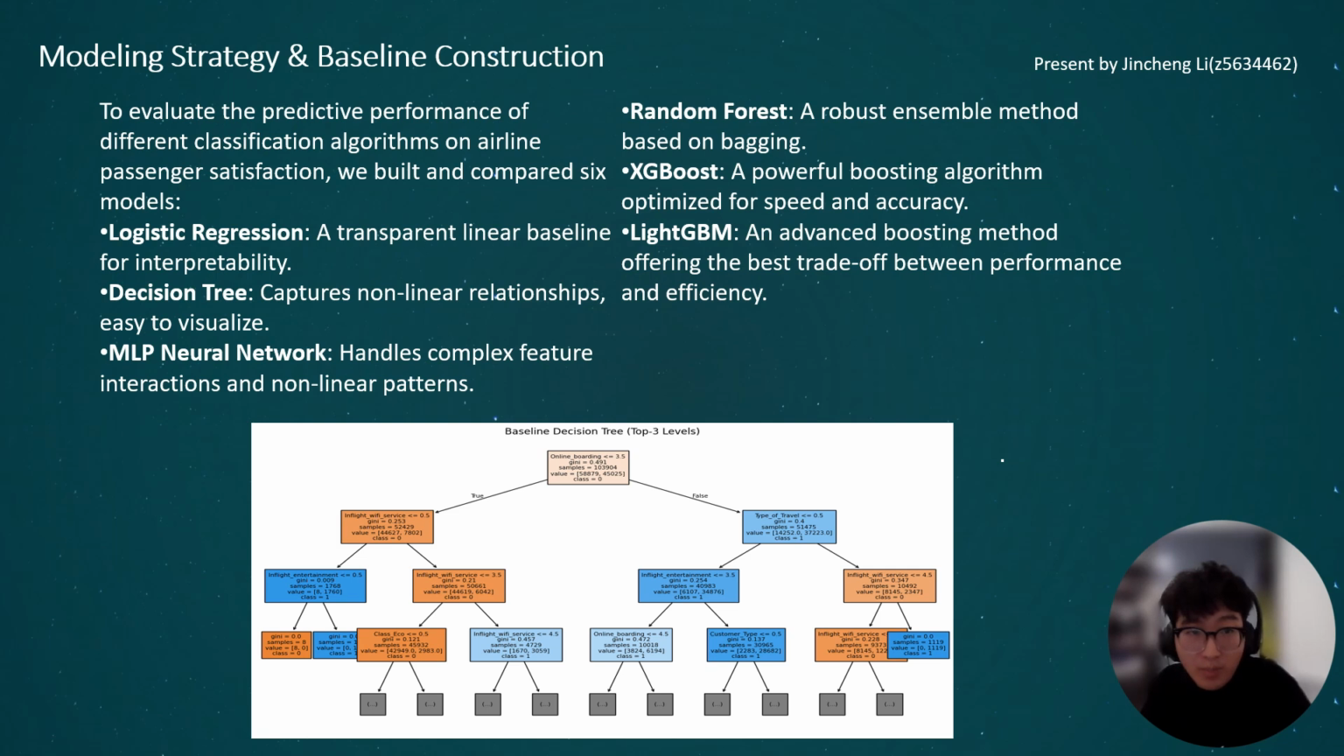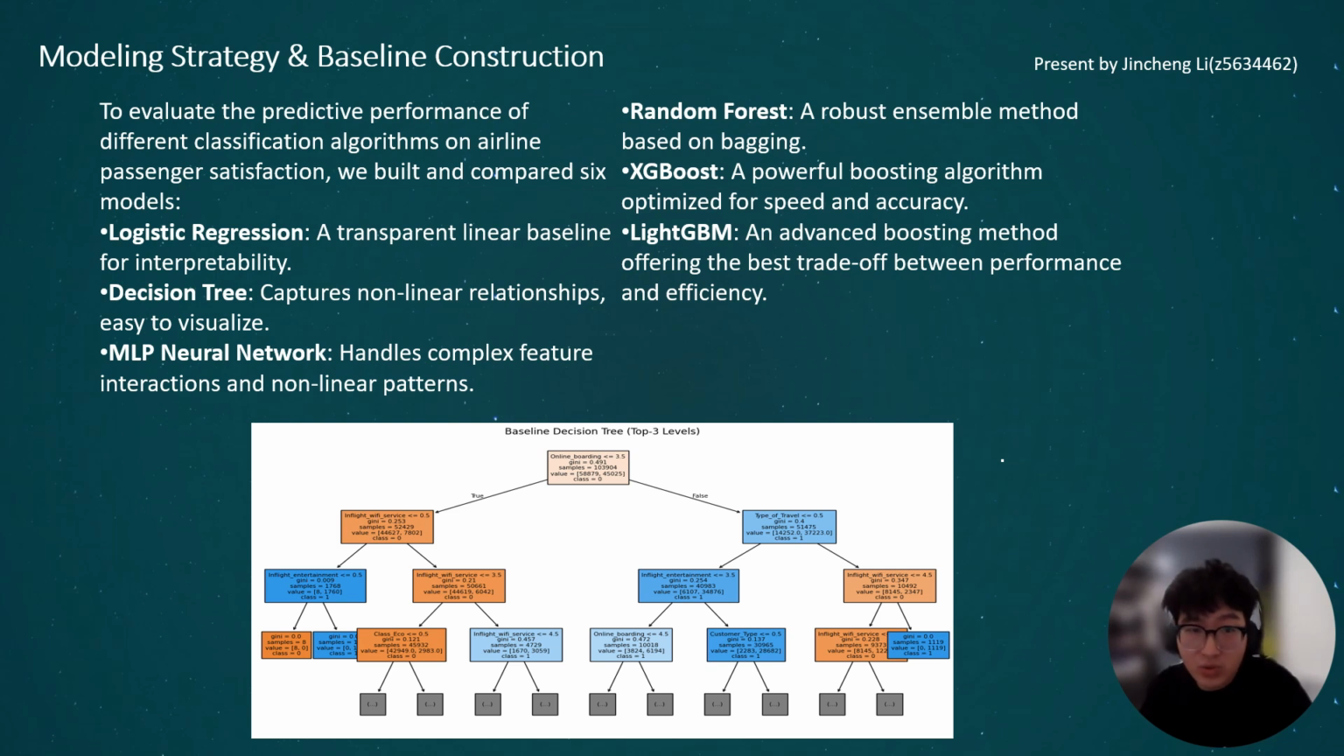I will introduce the modeling strategy and baseline construction. To evaluate the predictive performance of different classification algorithms on airline passenger satisfaction, we built and compared six models. The first one is logistic regression. It's a transparent linear baseline for interpretability.